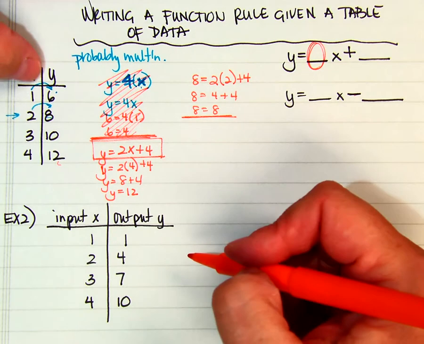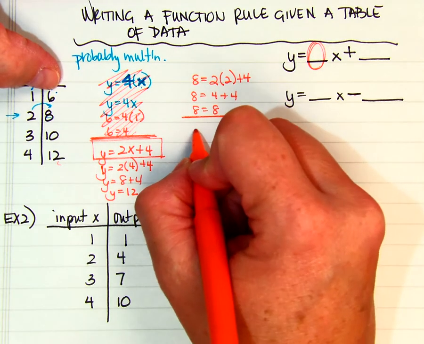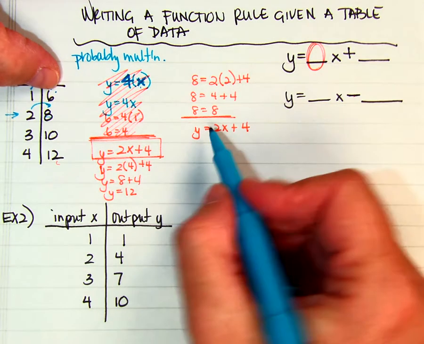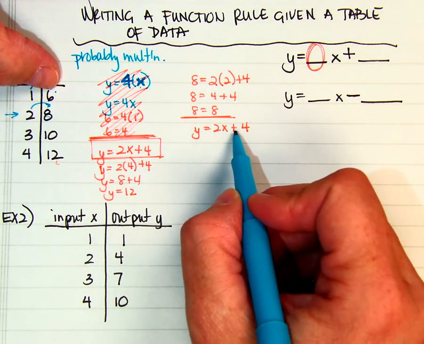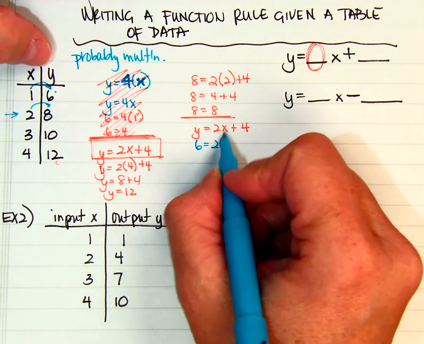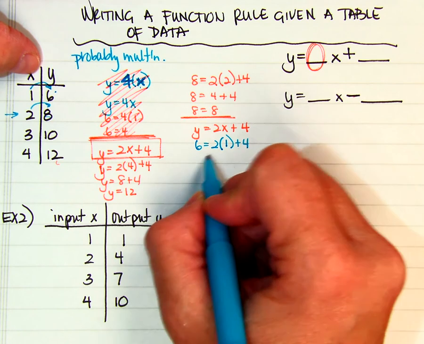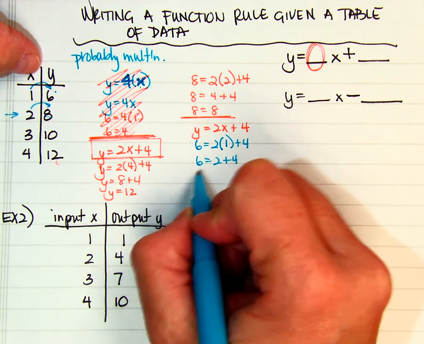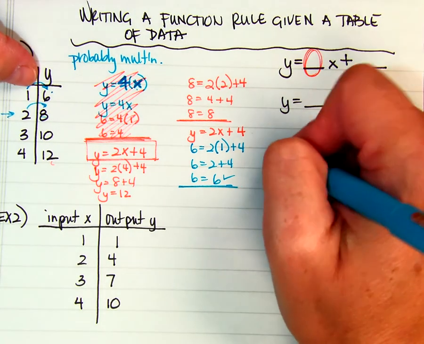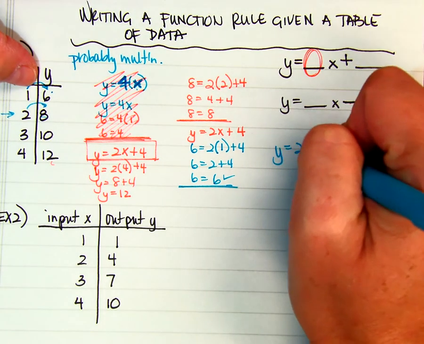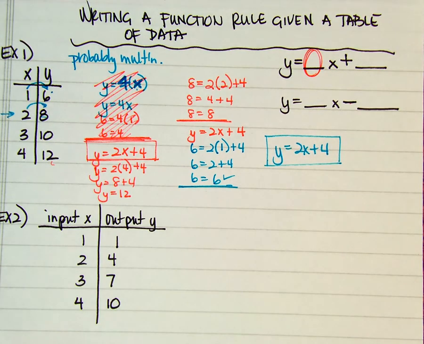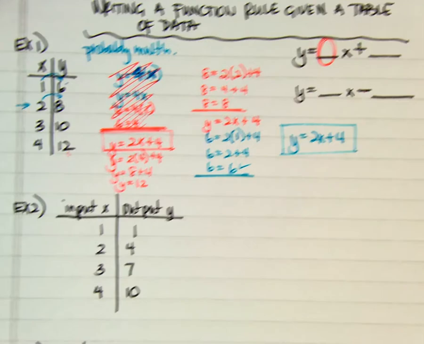Let's try the next one using my 1 and my 6. What I'm doing, in case I've lost you a little bit, is I'm using this same function rule, or the rule that I think it's going to be. I'm putting in my output of 6, putting in my input of 1. So 6 equals 2 plus 4, so 6 equals 6. So it works for that one as well. So this function rule is y equals 2x plus 4. So you are going to have some trial and errors on some of these.